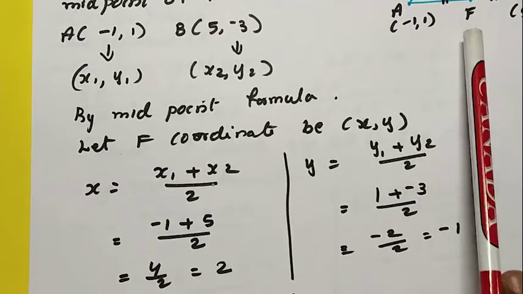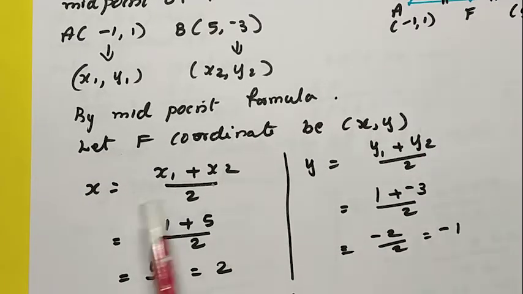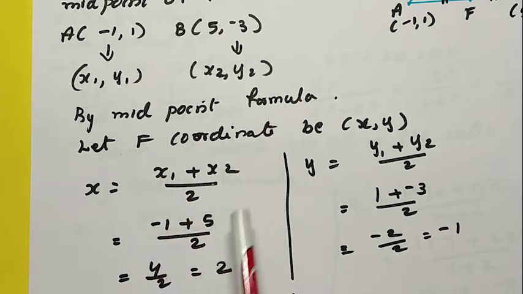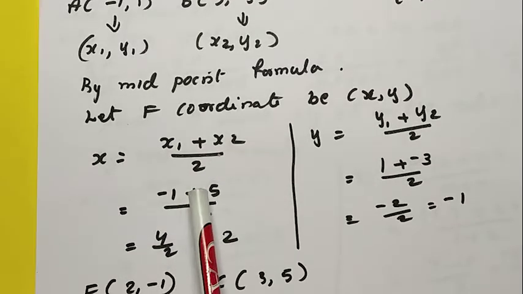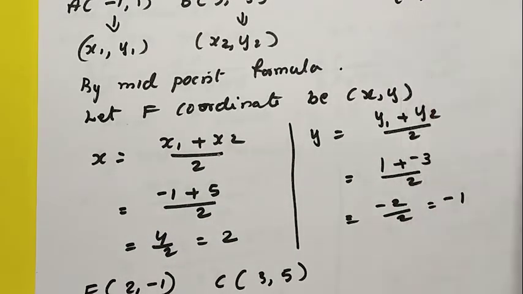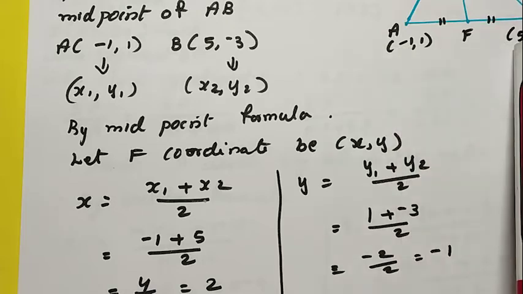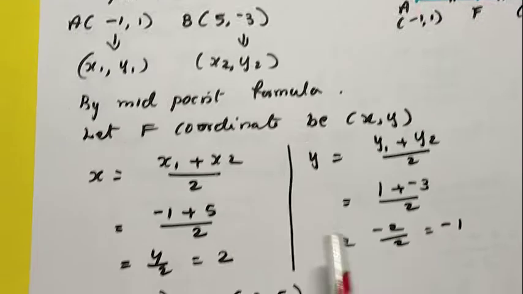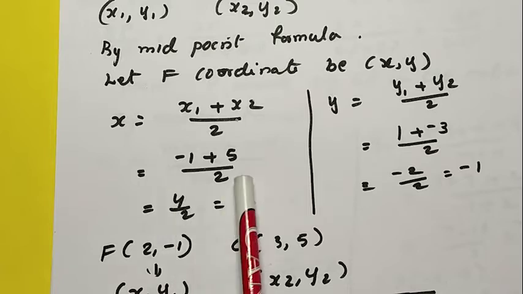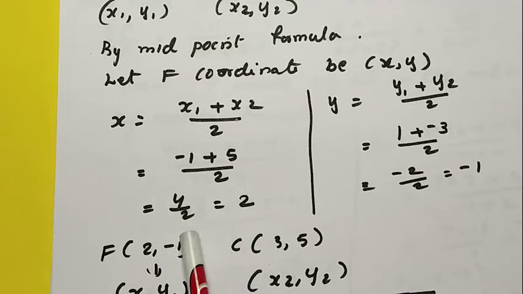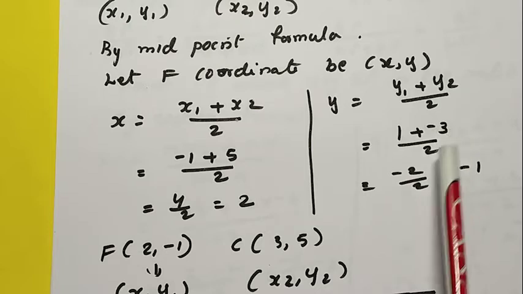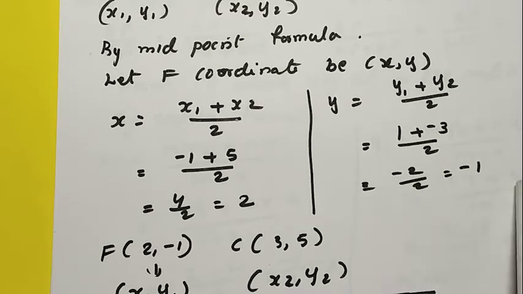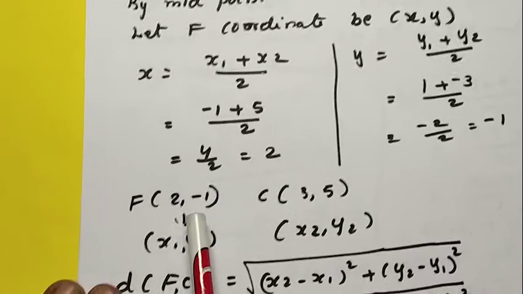Therefore, x is equal to x1 plus x2 upon 2. You know the midpoint formula. Therefore, x is -1 plus 5 upon 2, and y is 1 plus -3 upon 2. So, -1 plus 5 upon 2 is 4 upon 2, which is equal to 2. Then, 1 plus -3 is -2 upon 2, which is equal to -1.